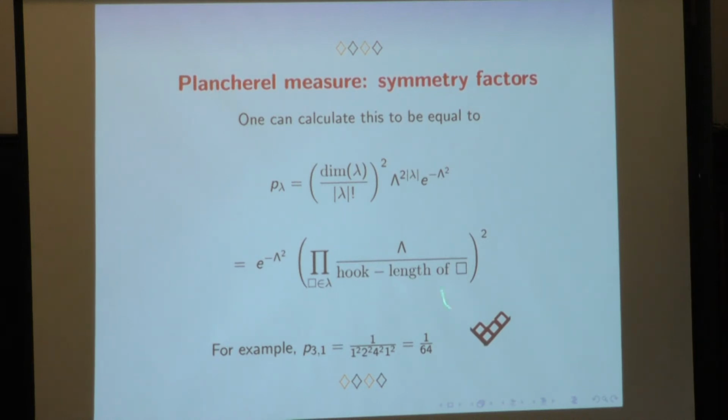For a given partition, this measure knows something about the geometry of the Young diagram. One way to represent this number is to take a product over all squares; in this case, there are 4. You compute the hook length of each square, the number of boxes to the left and to the right, plus 1, and take the product over all those boxes. This box, for example, has hook length equal to 1. This box has hook length 2. This box has hook length 4. And this has hook length 1.